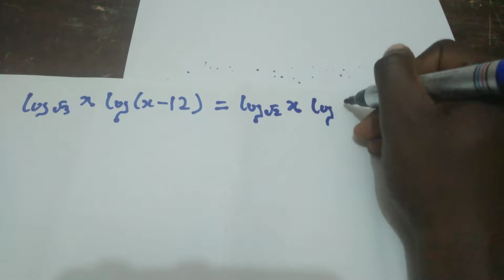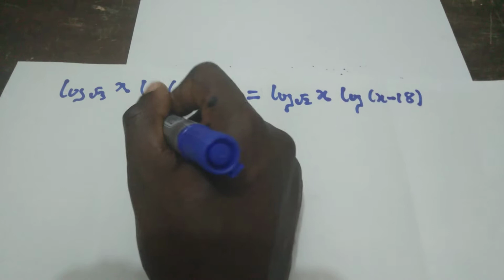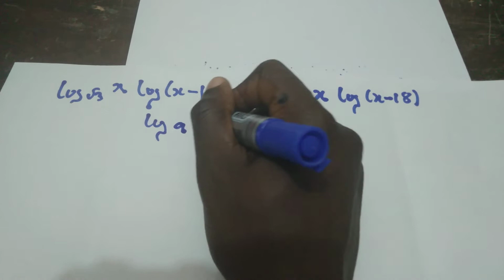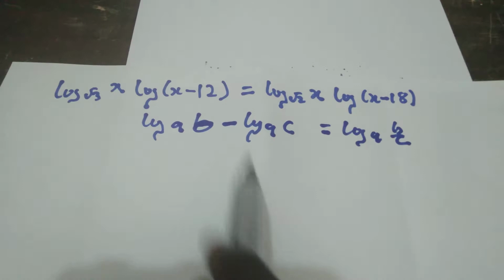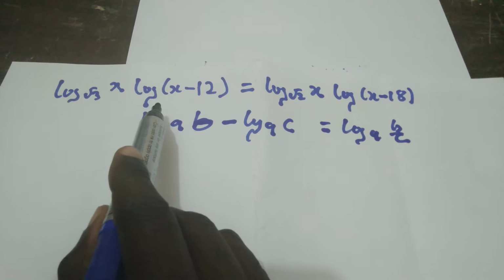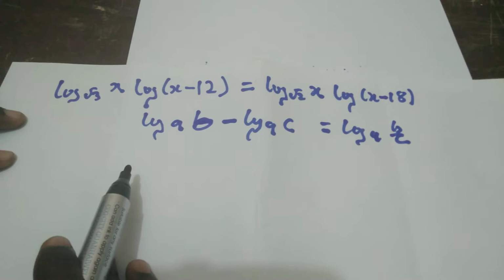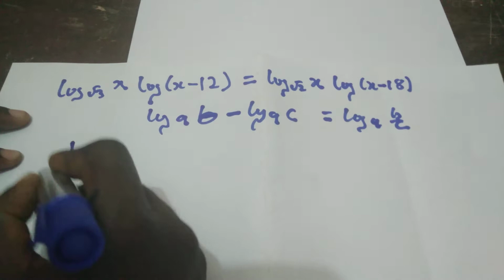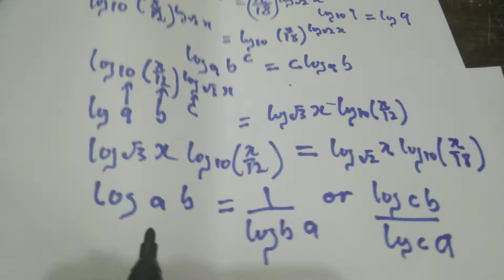Now the second law of logarithms says log to the base a of b minus log to the base a of c is log to the base a of b over c. In the first one it was x over 12. Now we use change of base: log to the base root 3 of x is 1 over log to the base x of root 3.